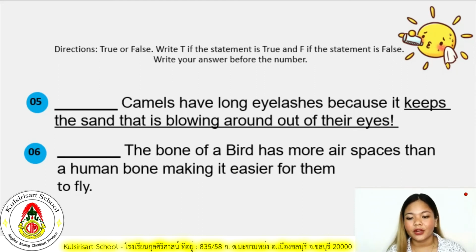Is it true or is it false? Number 6. The bone of a bird has more air spaces than a human bone, making it easier for them to fly. True or false?